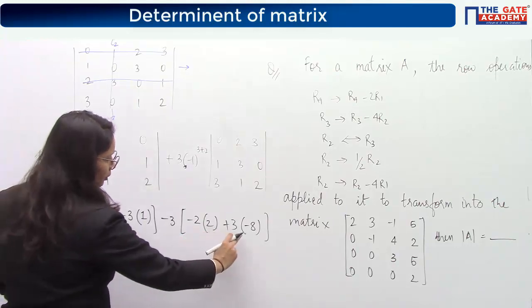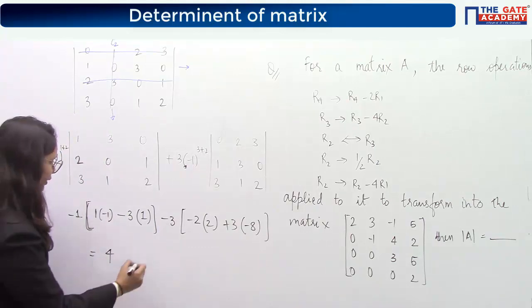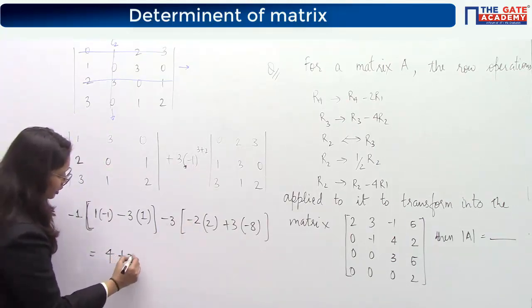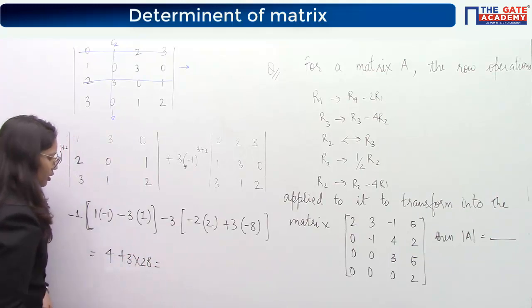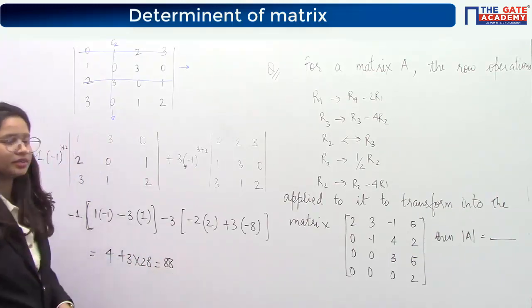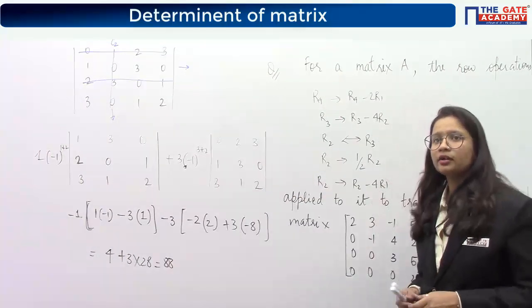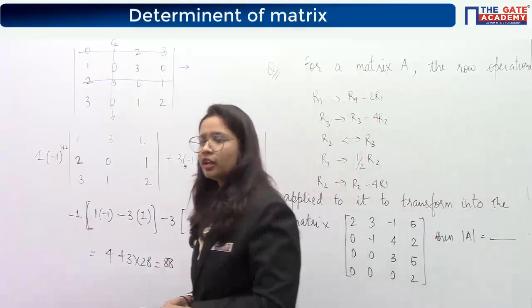Then minus 4, minus 24. Minus 4, minus 24, minus 28. So 3 into 28. Okay. So it will come out to be 88. This is the final answer. Yes? Did you get it? Minus 12. Please check your numerical value again.